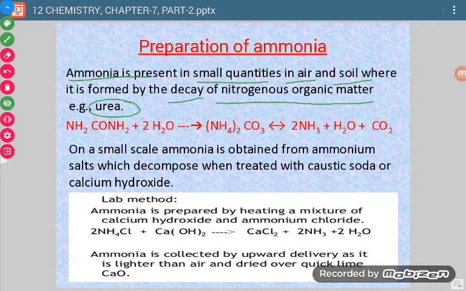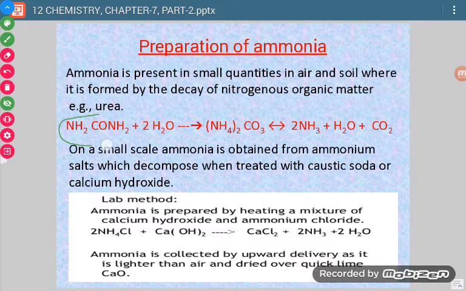Just like here you can see, this is urea, NH2CONH2. When it combines with water, it forms ammonium carbonate. This ammonium carbonate decomposes to form ammonia and carbon dioxide gas. So ammonia comes into the air in the form of vapors, or it is present in soil.